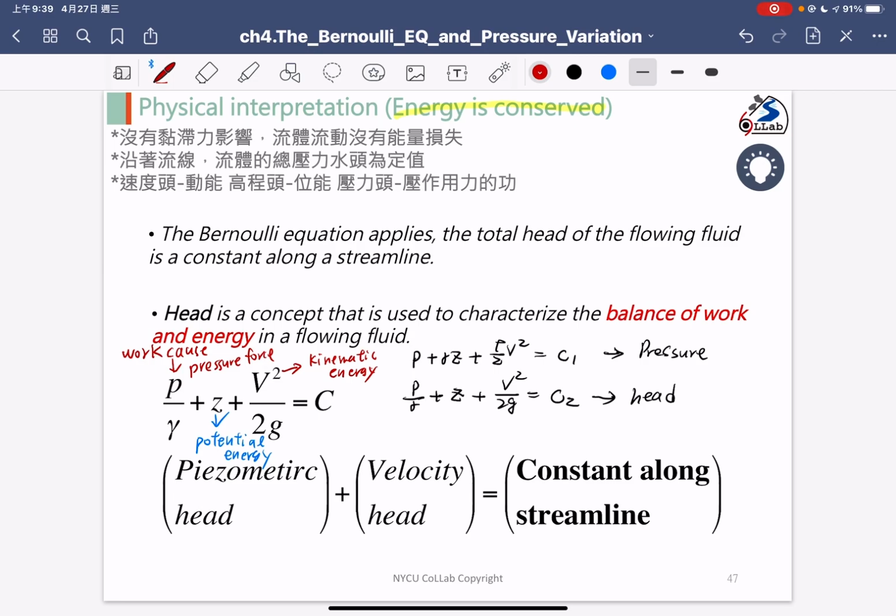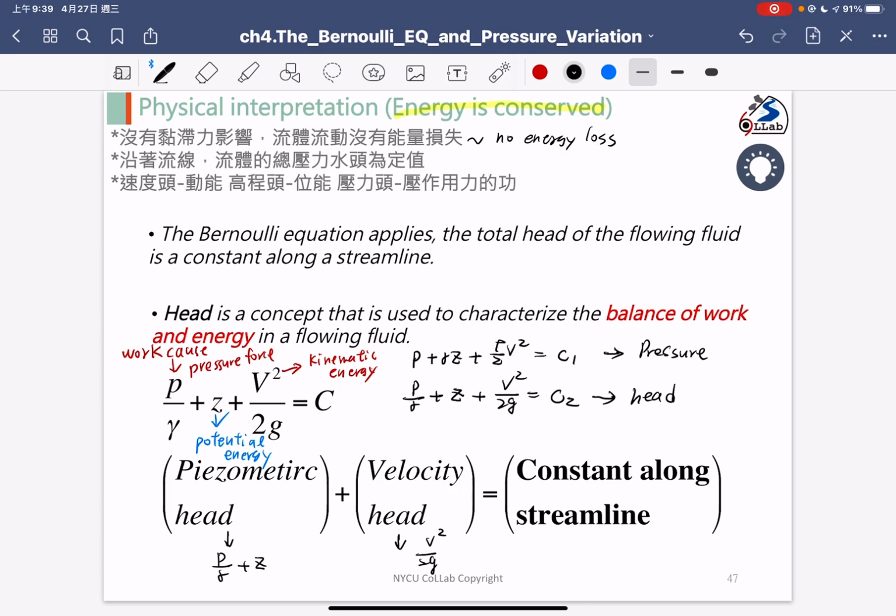Usually we combine two items: P divided by gamma plus Z we call the piezometric head. And the final one we call the velocity head, related to V squared over 2g. So we always assume the energy is conserved, so there is no energy loss, right?